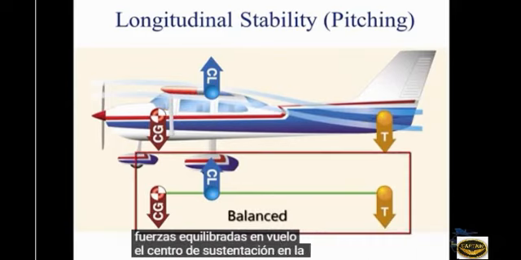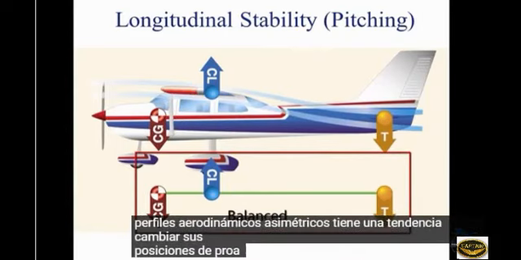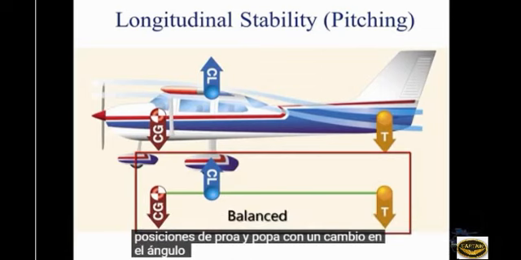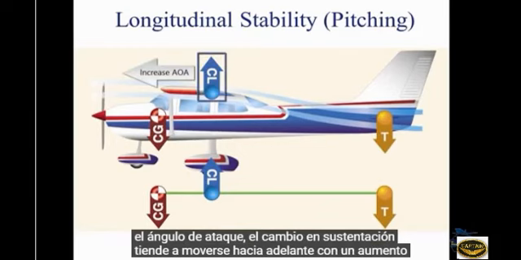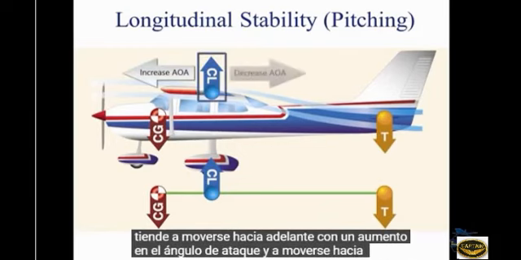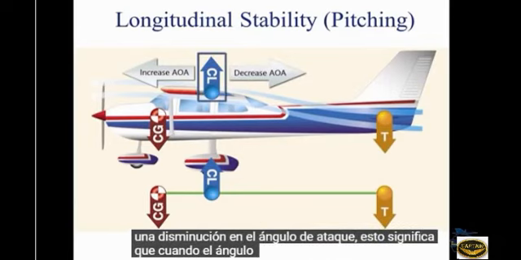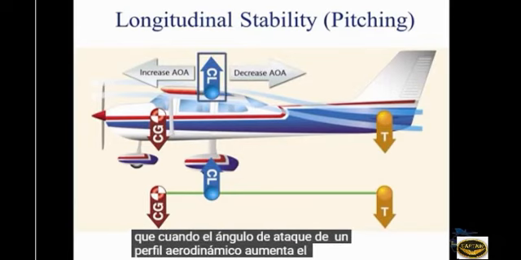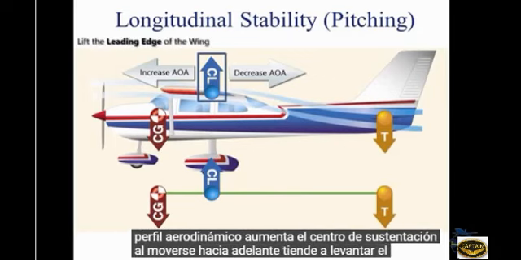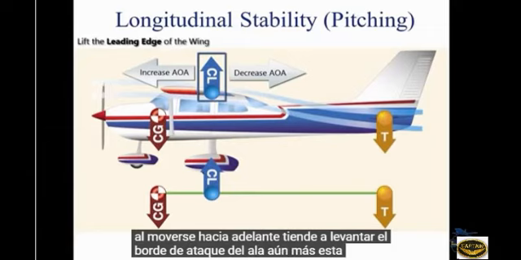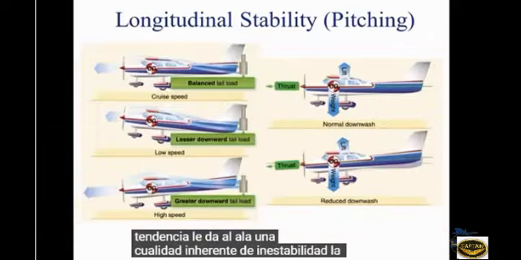The center of lift in most asymmetrical airfoils has a tendency to change its fore and aft positions with a change in the angle of attack. The change in lift tends to move forward with an increase in angle of attack and to move aft with a decrease in angle of attack. This means that when the angle of attack of an airfoil is increased, the center of lift, by moving forward, tends to lift the leading edge of the wing still more. This tendency gives the wing an inherent quality of instability.